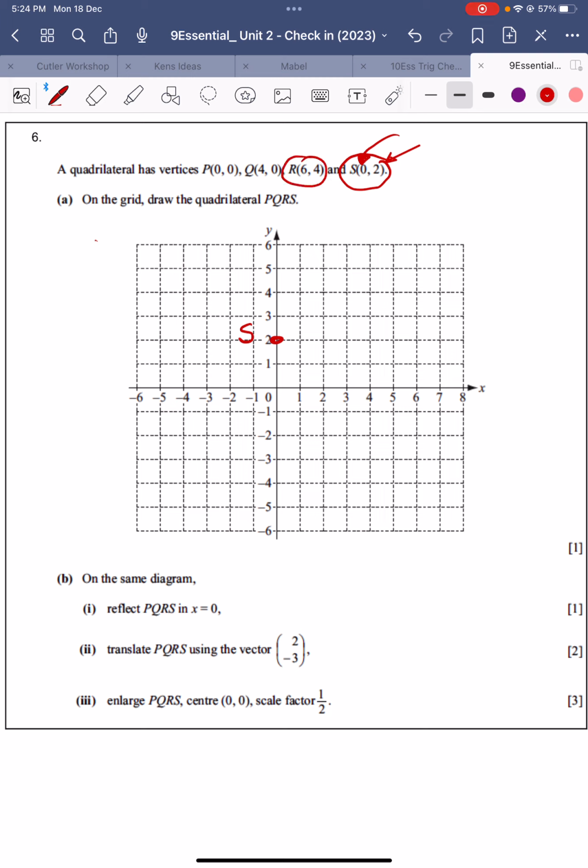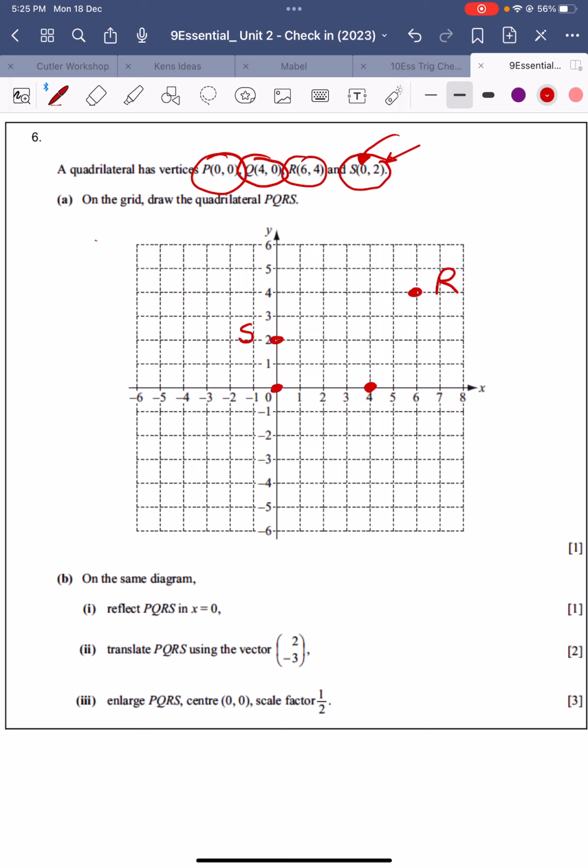Here is R, 6 across. If I trace it out with the pointer, from the origin, 6 across, and 4 up is here. So that's where the coordinate point goes, just a single point, that'll be R. Q next for 0, so 4 across, 0 up, there's Q. And finally, P is the origin 0, 0.